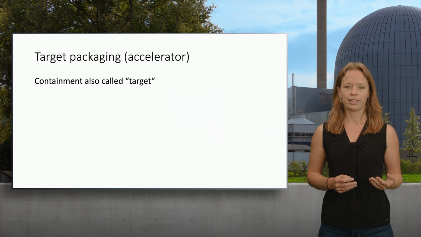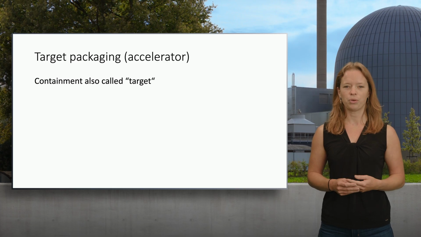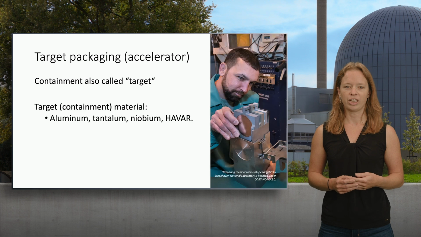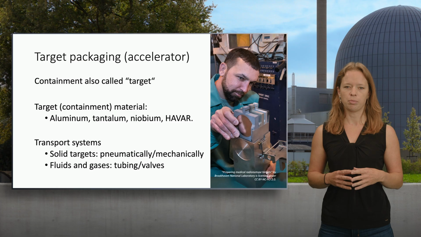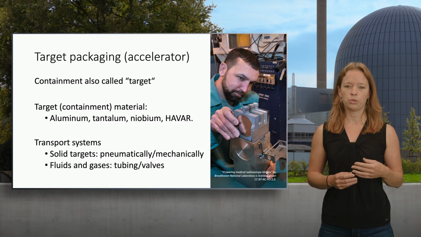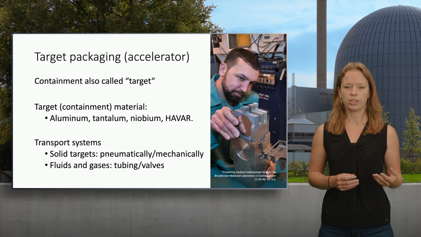When using an accelerator to produce radionuclides, the target material is placed in a special containment, which is also called target. This target can be made of different materials, such as aluminum or tantalum. When you are irradiating a solid target material, the material is loaded into the target containment either pneumatically or mechanically. Fluids or gases are generally transported using tubes.